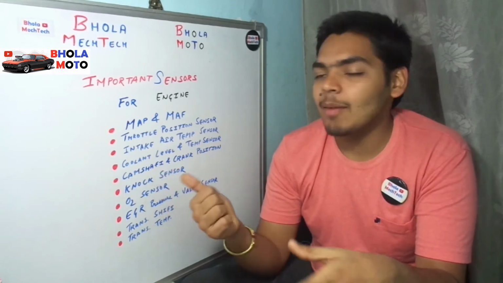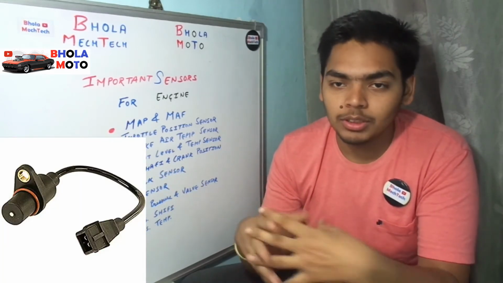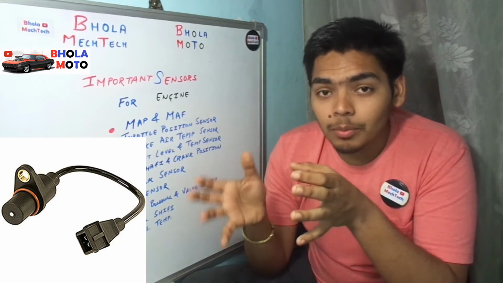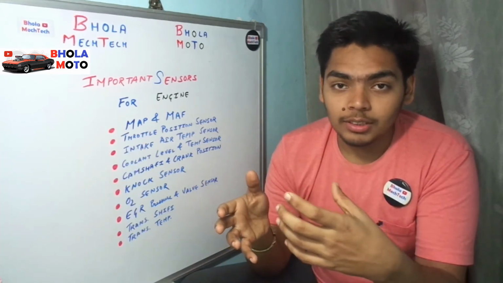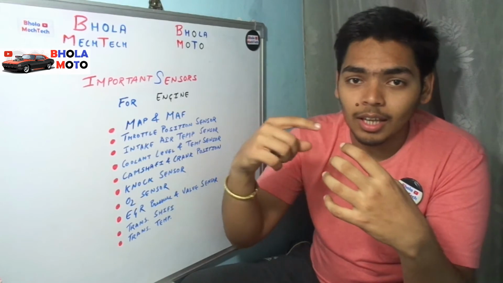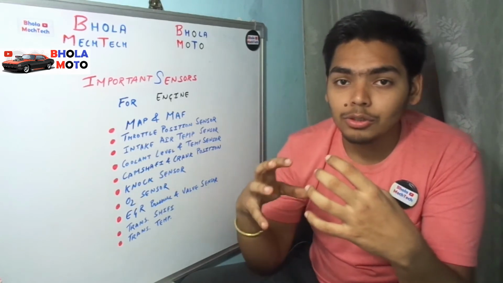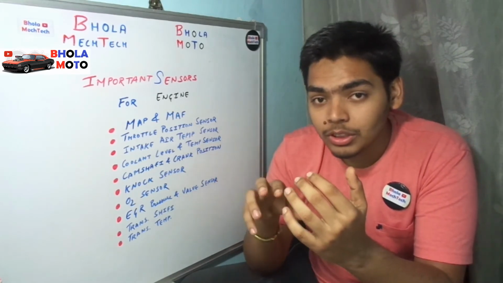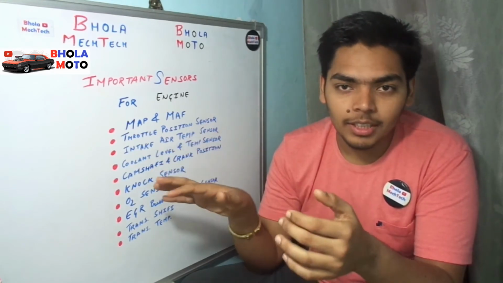Now another thing is the camshaft position sensor and the crankshaft position sensor. There are so many things that depend on the crankshaft sensor, because the crankshaft position sensor also tells the position of the pistons in different cylinders.